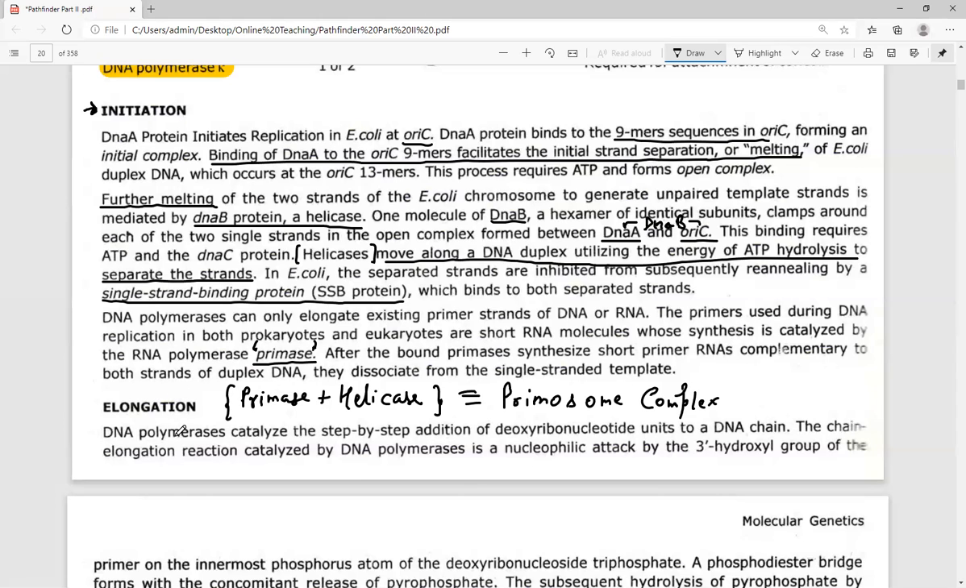Okay. The next one is referred to as elongation. After the initiation has taken place, the next step in the process of DNA replication is elongation. During elongation, nucleotides are added step by step. DNA polymerase catalyzes the step by step addition of deoxyribonucleotide units to a DNA chain. Once deoxyribonucleotides are added step by step, the process is referred to as elongation.